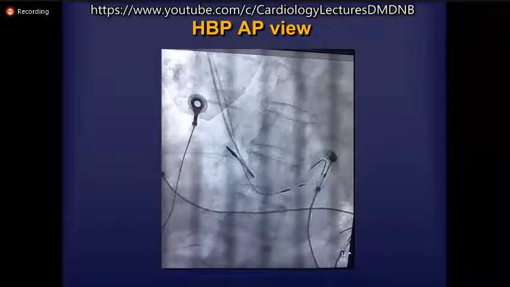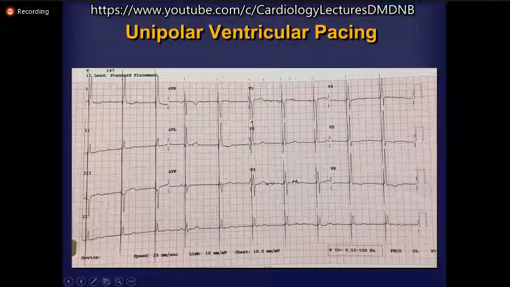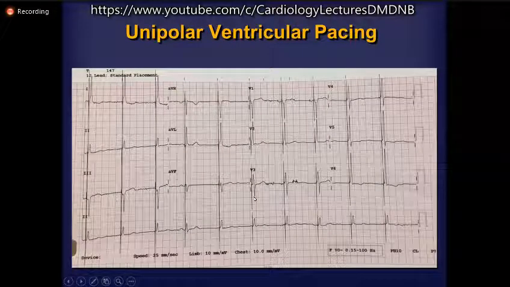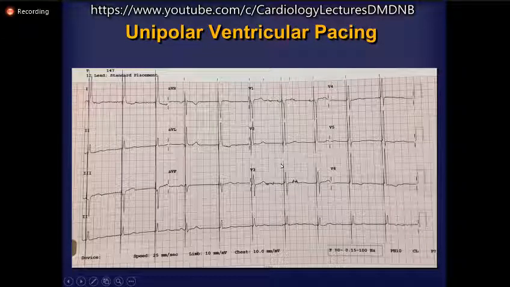So this is how the lead looks like in AP view. This is your small 4 French lumenless lead, which is screwed into the His position. And this is your atrial lead in the right atrial appendage. And to show you how the QRS looks like with pacing. Now, we are doing unipolar pacing here with very large pacing artifacts so that you can be convinced that this is actually paced QRS and not native QRS.